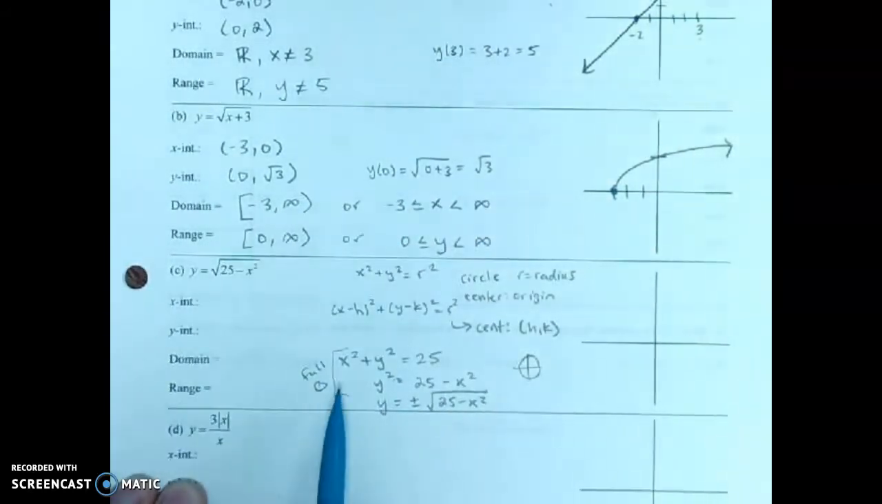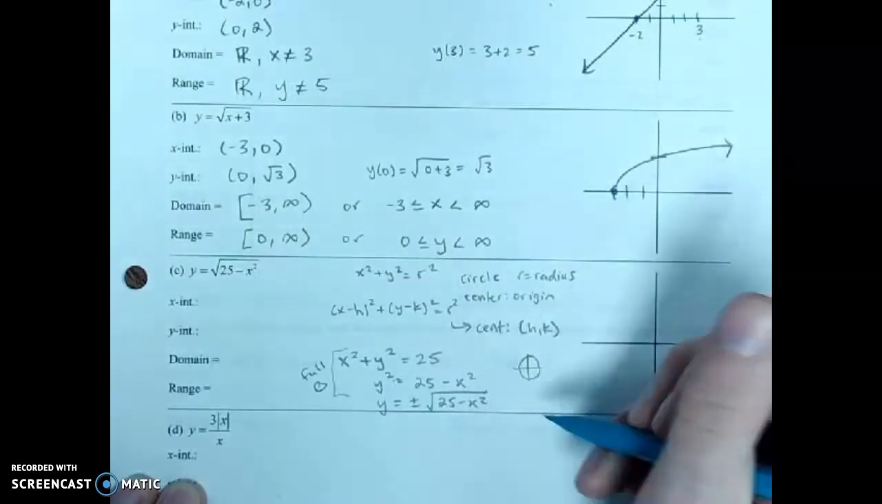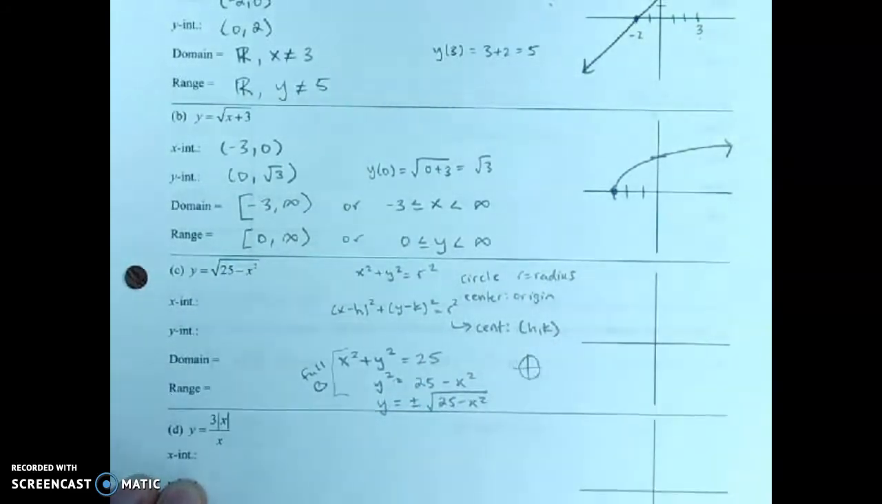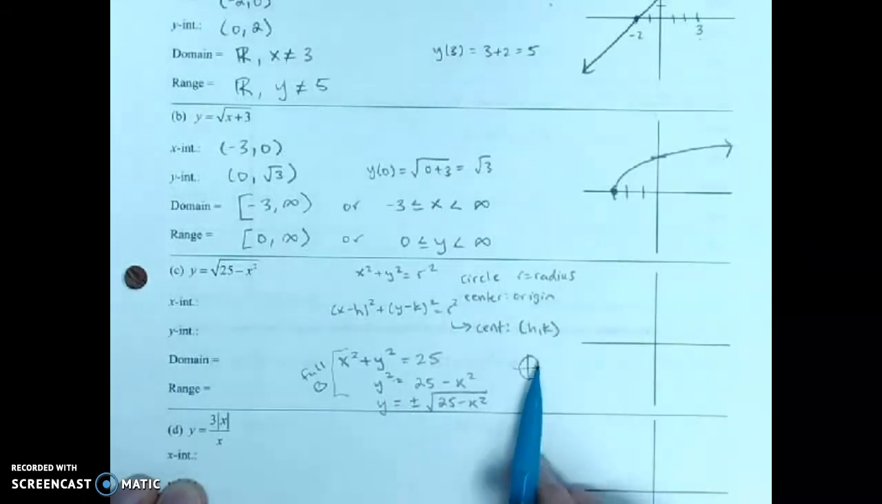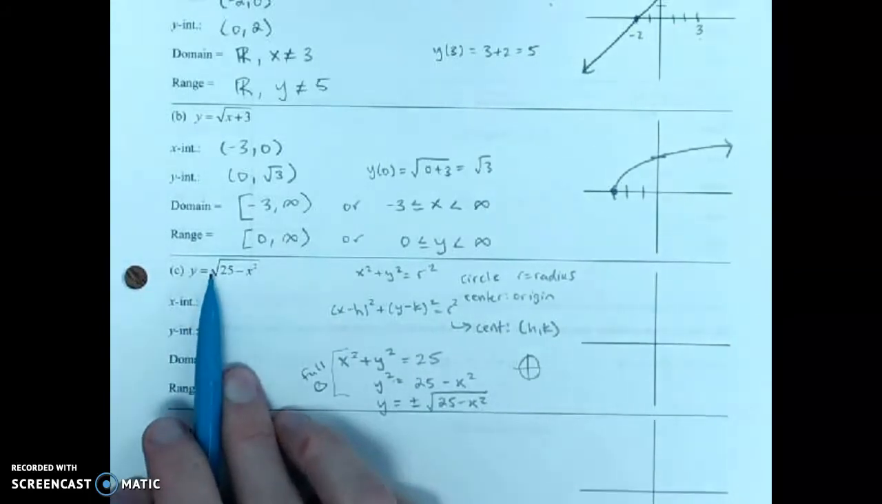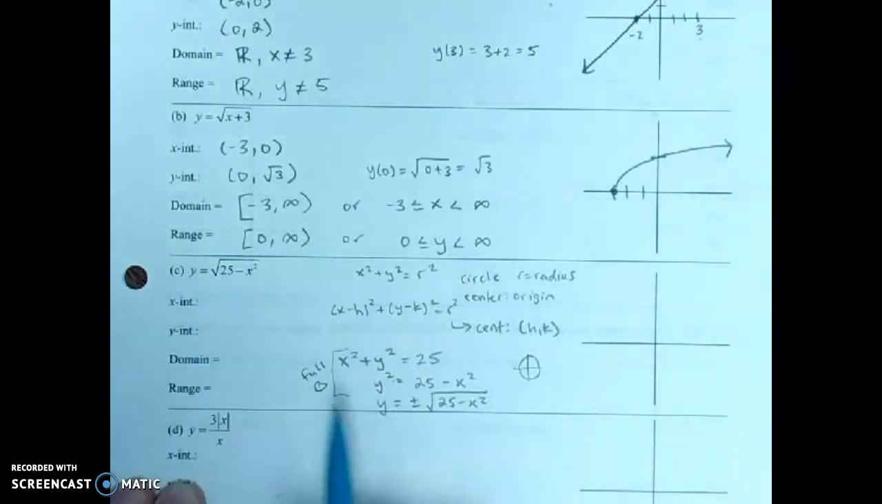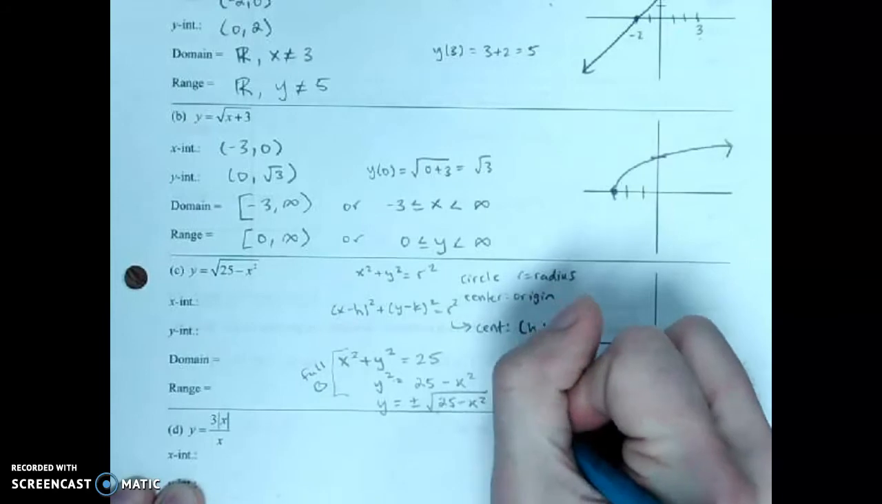X squared plus y squared equals 25. That's the full entire circle. So this equation, y equals plus or minus, that's also the full equation. But here we don't have plus or minus. Here we just have the plus, right? So you could think about this as breaking down into two smaller parts.